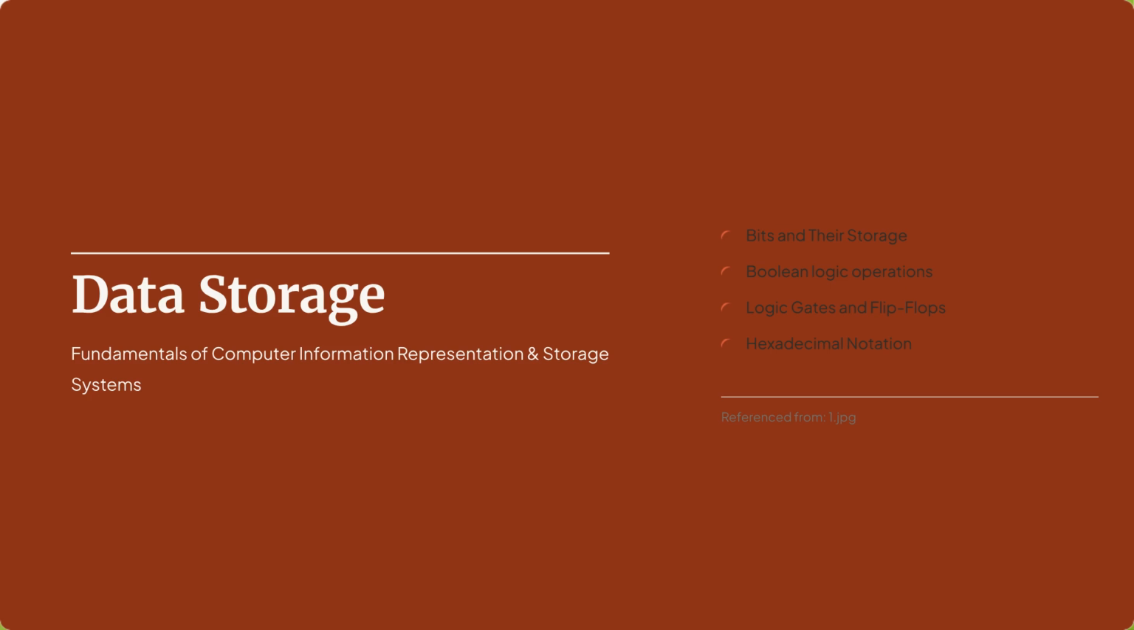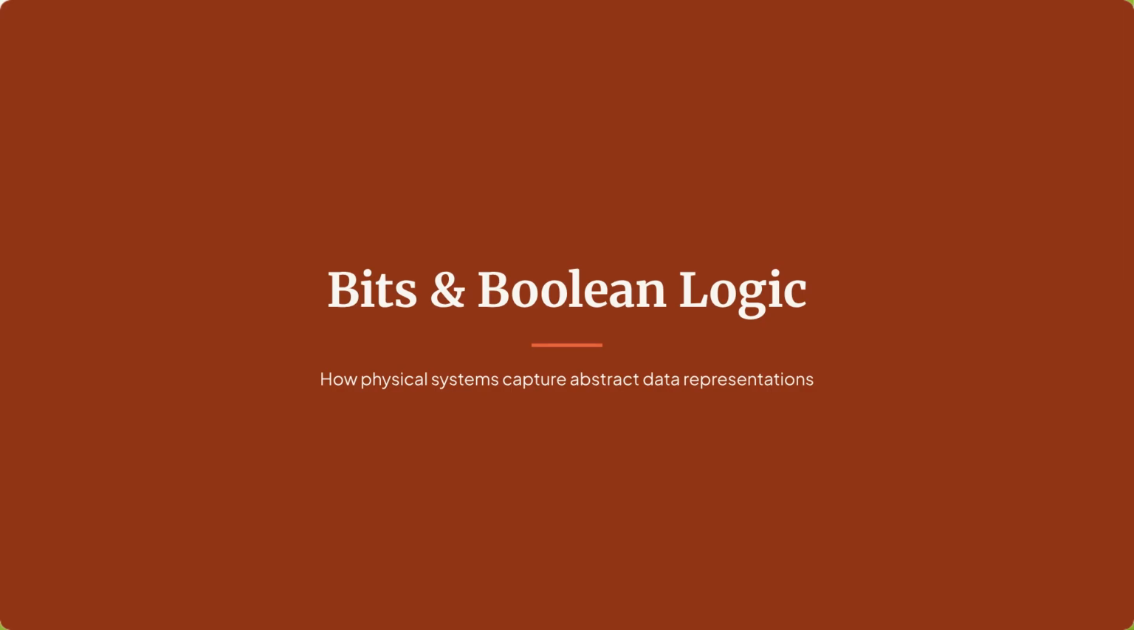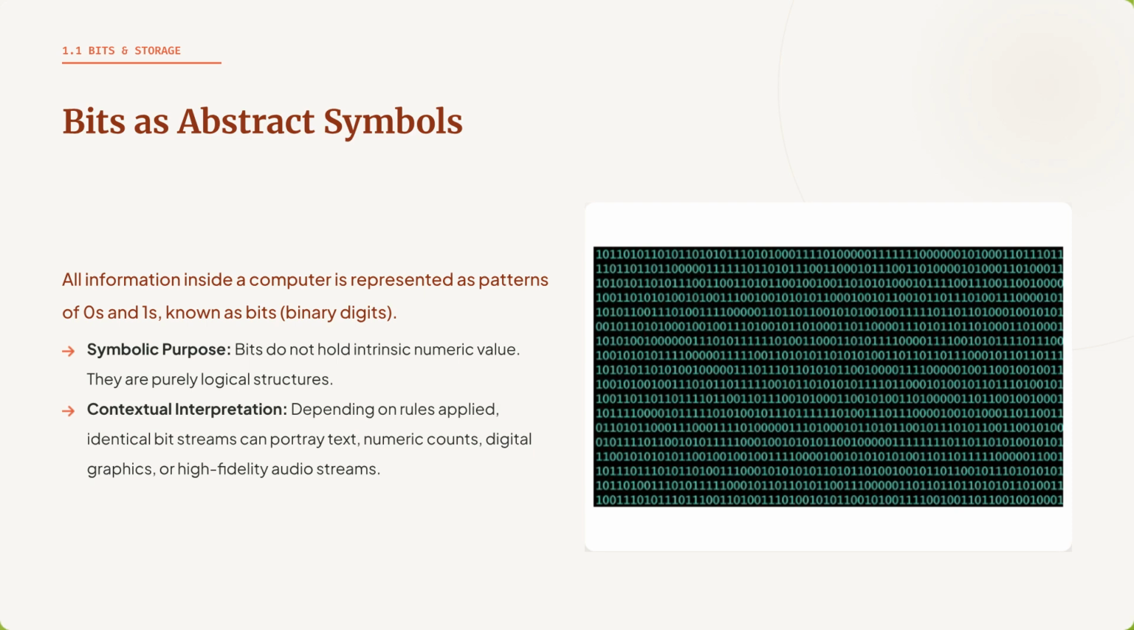Welcome to our video on data storage. We will explore the fundamental concepts of how computers represent and manage information, covering bits, Boolean logic, logic gates, and hexadecimal notation. This video delves into bits and Boolean logic, explaining how physical electronic systems are used to capture and process abstract data representations. All computer information is stored as patterns of ones and zeros, known as bits.